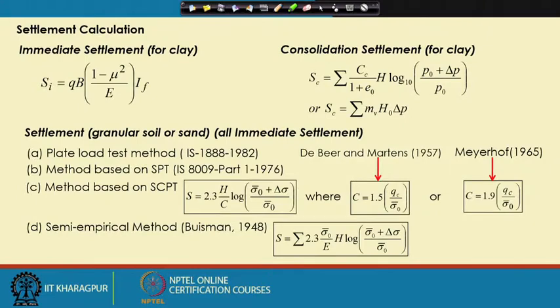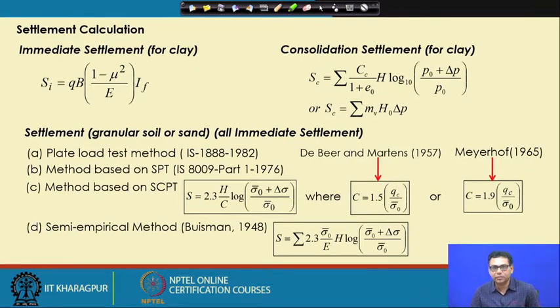So, now if I summarize all the settlement calculation methods that we have discussed till now, categorized for the clay and for the sand: the immediate settlement for the clay I can calculate by using this expression, and the consolidation settlement I can calculate using this expression or this expression, depending upon the availability of the parameters. This is for the clay. But for settlement calculation for granular or sandy soil, where all the settlement is immediate settlement, we can use these 4 methods depending upon the availability of the values.